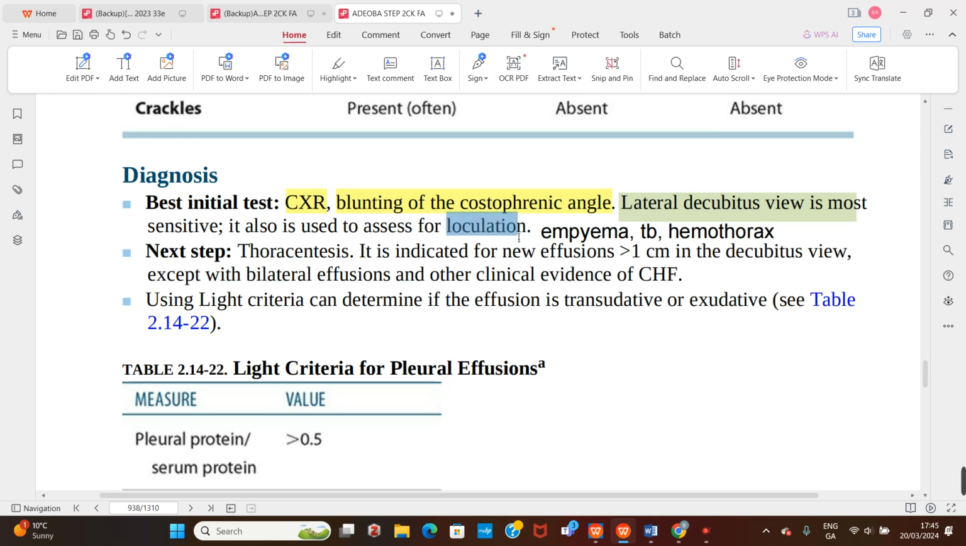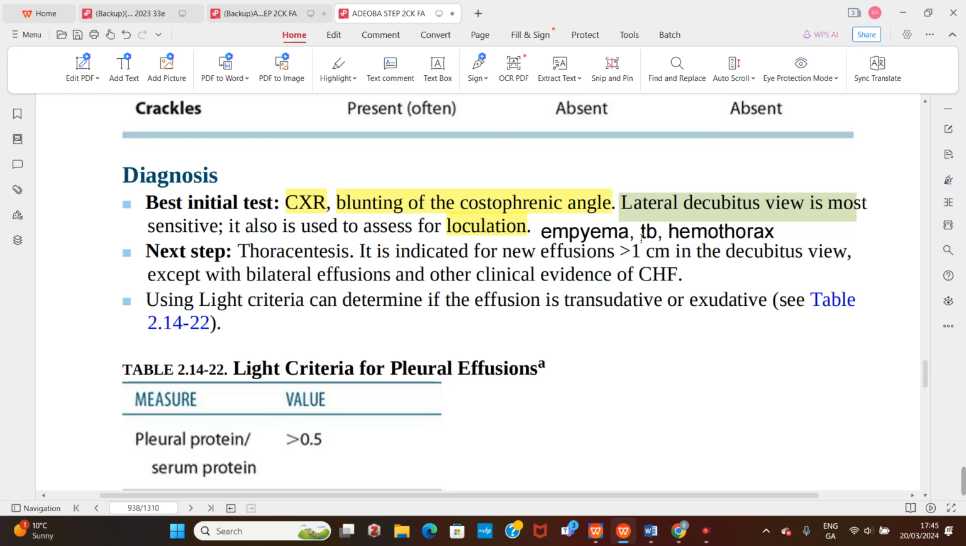So once you see evidence of loculation, you should think about a more severe form of effusion. Maybe somebody's having empyema, tuberculosis or pneumothorax. Those are the commonest causes of loculations. So once you have identified your effusion on your X-ray, the next thing to do is a diagnostic thoracocentesis, particularly in people that have a new effusion. So that's the first time you are seeing that effusion.